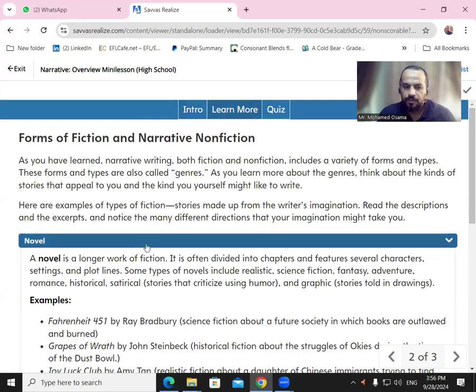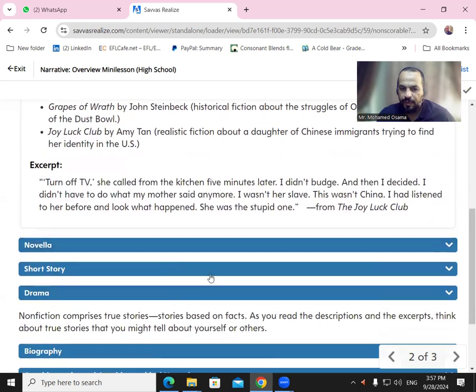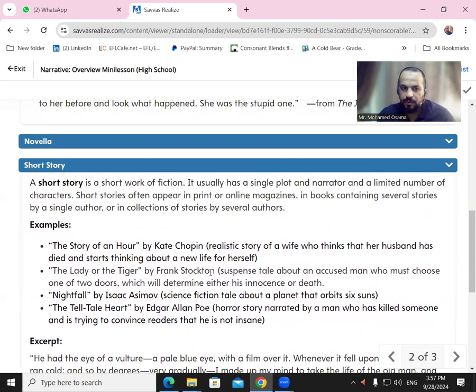If we delve more into narrative writing, we have some forms of fiction and narrative non-fiction genres. For example, we have the novels, which are considered long works of fiction. Also, we have the short stories, like The Story of an Hour, Nightfall, and The Tell-Tale Heart that we have studied in the previous years. So all of these kinds of stories are called narrative writing.